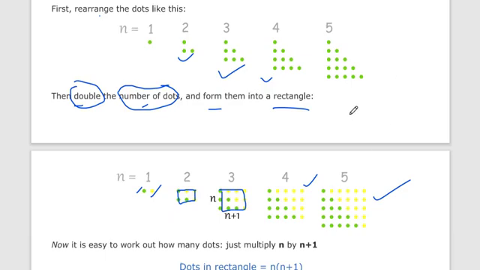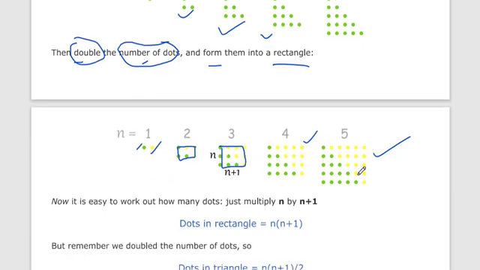Now you can see that it is easy to calculate because it is a rectangle. It is easy to work out how many dots we have. Here you can see the rows and columns. How many rows are there? 3. So in the third term we have 3 rows, so we can say that it is n rows. And the number of columns is 4.